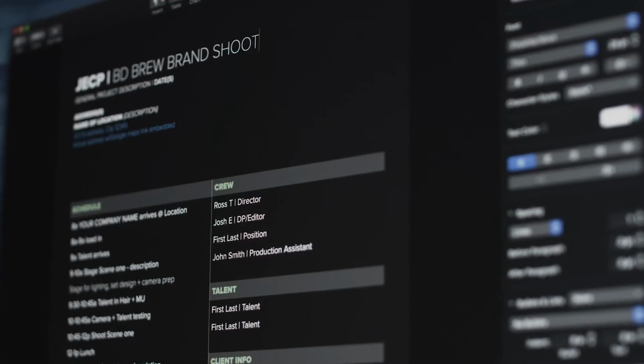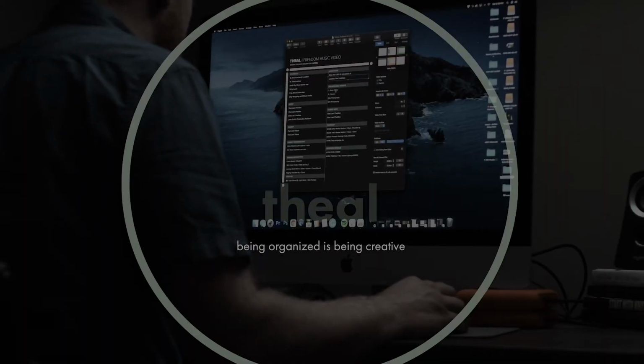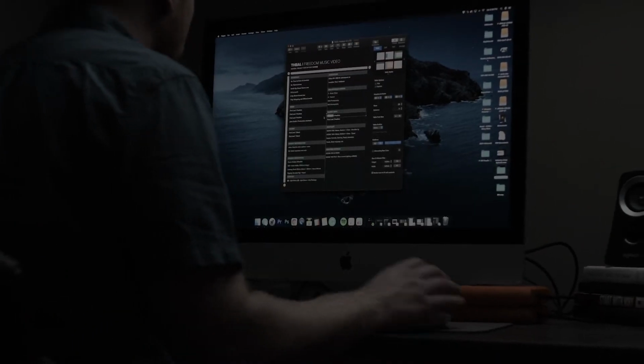So today we're going to talk about a production book. We're going to go through a little bit of the technical side of this, but more importantly, the ideology of why you're even using one of these in the first place. For me, the key things of a production book is that it should have information on there.